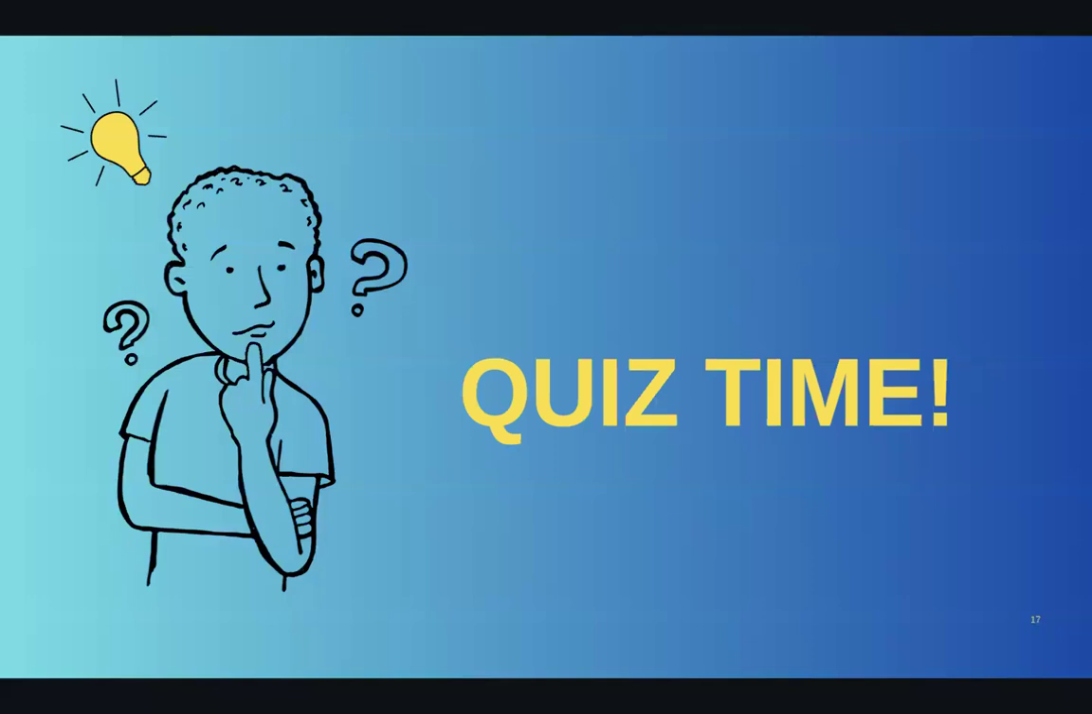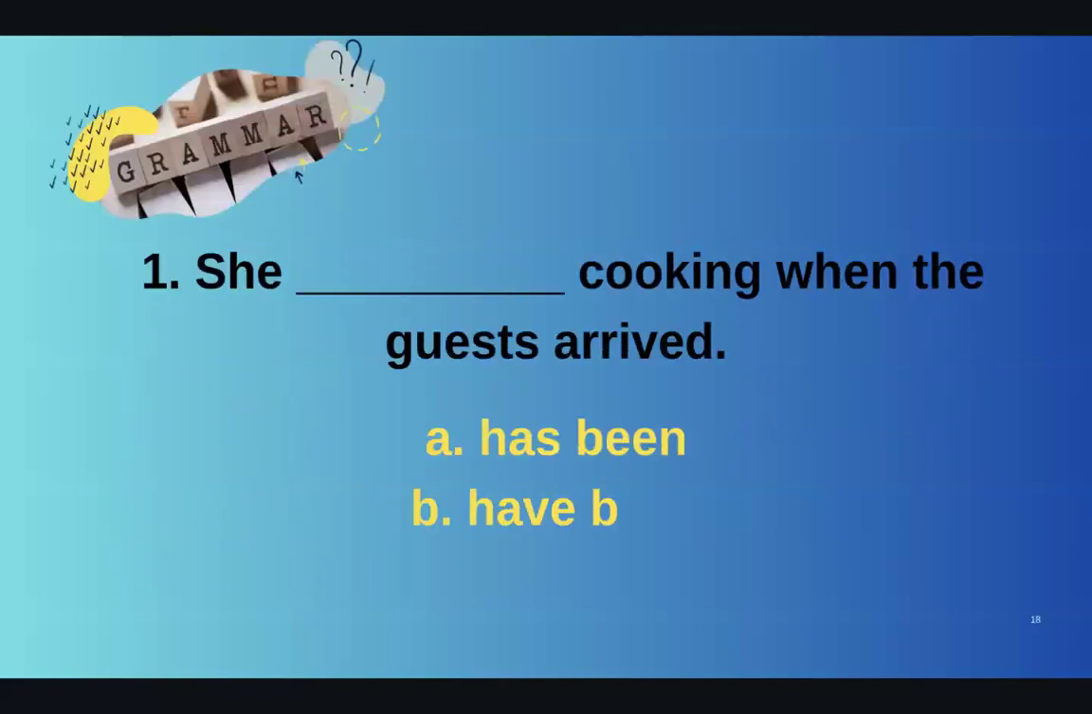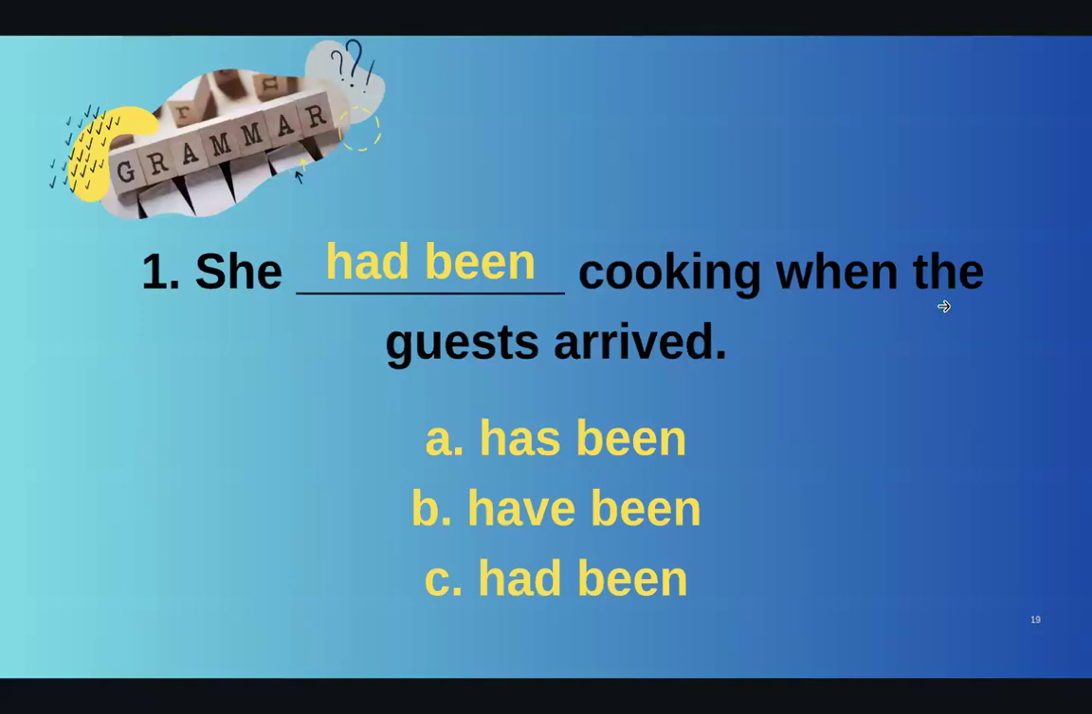Now it's quiz time. What you have to do is just choose the correct form to complete the sentences. Number 1. She cooking when the guests arrived. A. Has been. B. Have been. C. Had been. The correct answer is had been. Had been is used because the action cooking was ongoing in the past before another past event, which is the arrival of the guest.